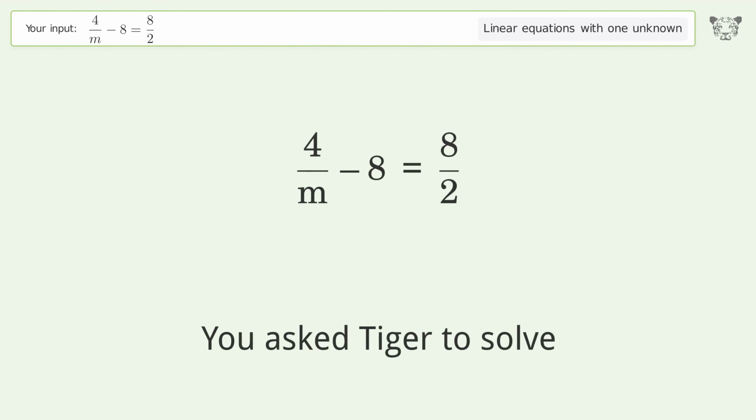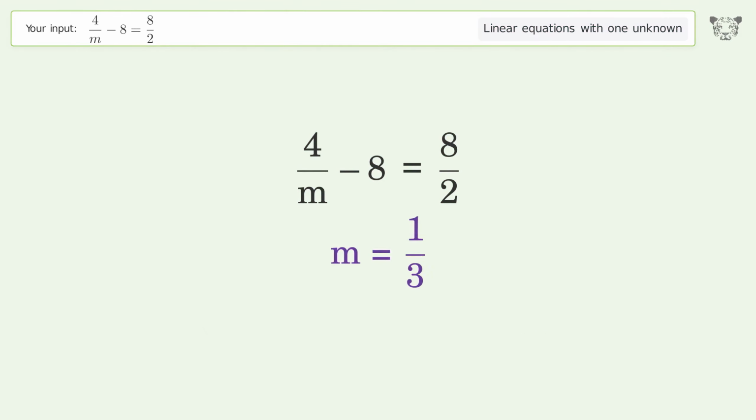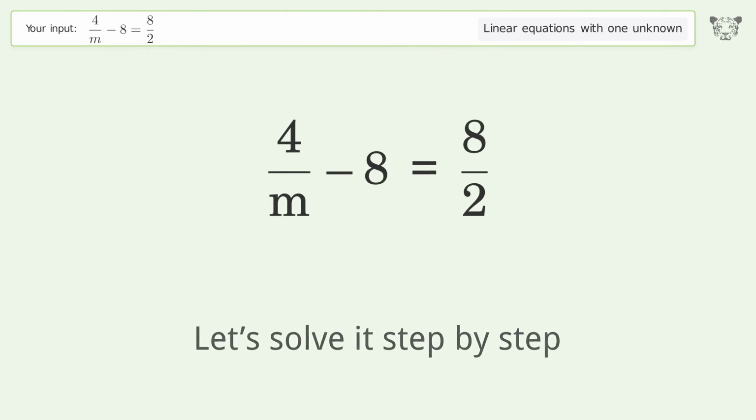You ask Tiger to solve. This deals with linear equations with one unknown. The final result is m equals 1 over 3. Let's solve it step by step.